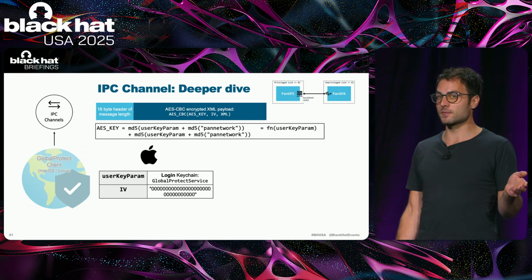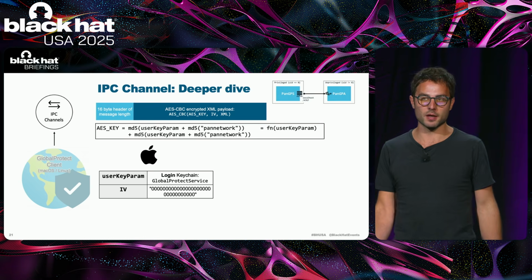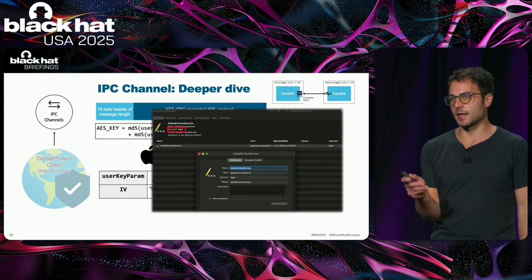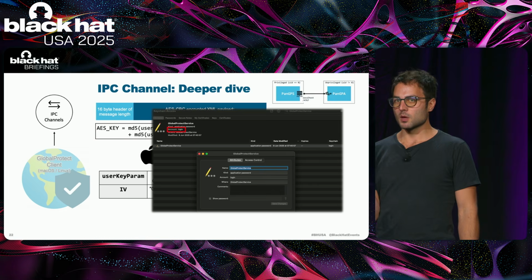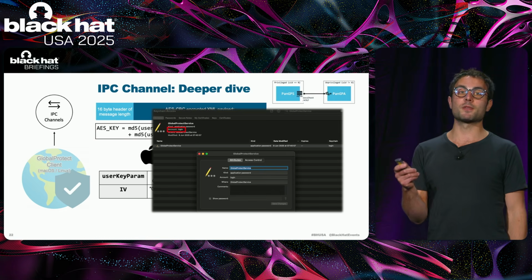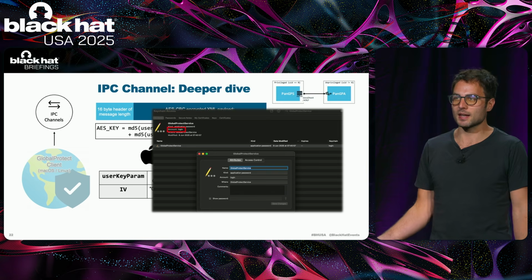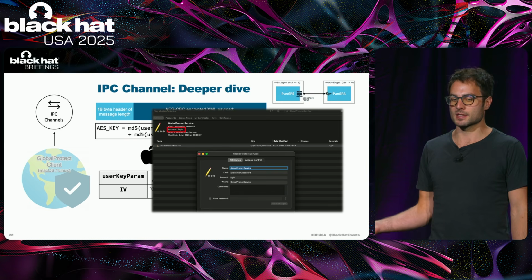And as for the initialization vector, that's just all zeros, hard-coded. I said the login keychain, and that's important. We were trying to think of what we could do from the perspective of a low-privileged user. But they have access to the login keychain, so they have access to the key.